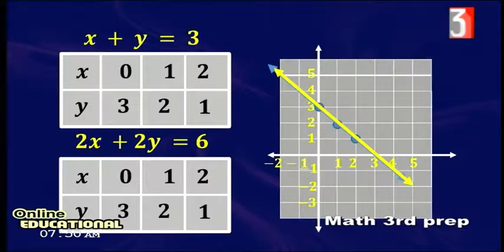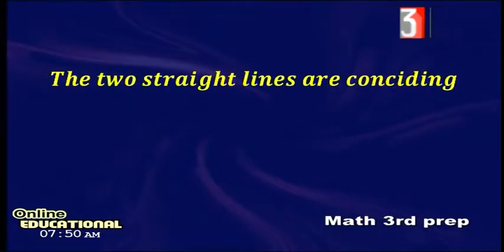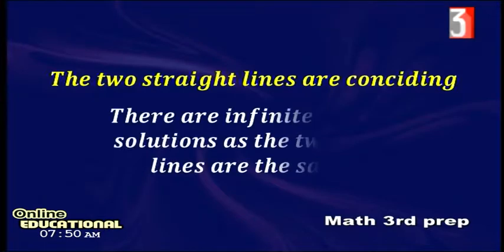And as they are coinciding, there are many points which satisfy the first and the second line at the same time. So we can say that there are an infinite number of solutions, as the two straight lines are the same straight line.